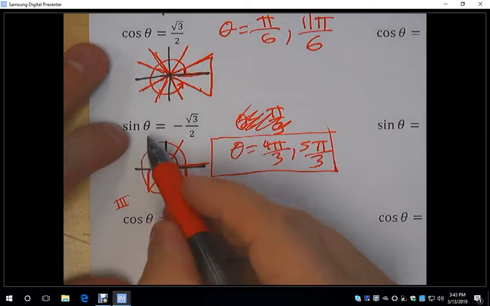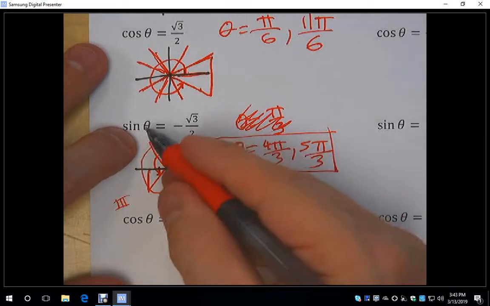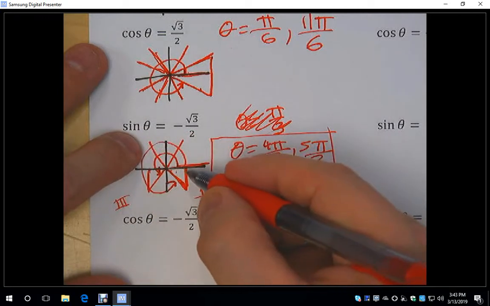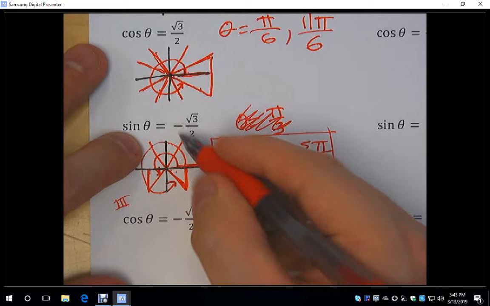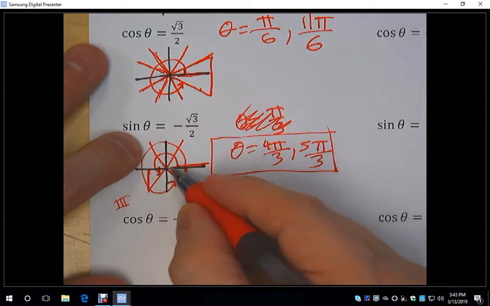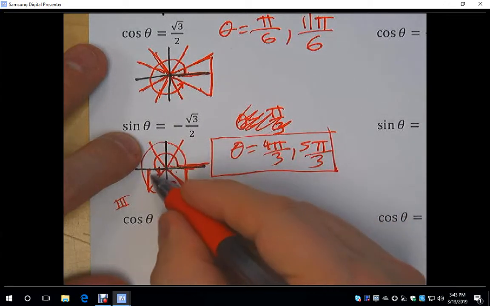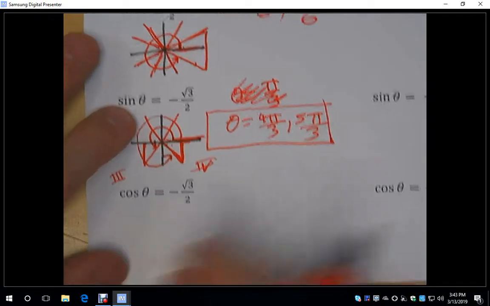So again, this is our y value. If you recall, sine theta is our y value. You can see that the y value here is the same as the y value here. They are both negative, so it makes logical sense that we are going to be rotating all the way around to those terminal sides there.